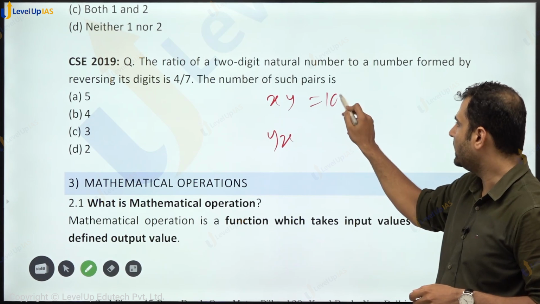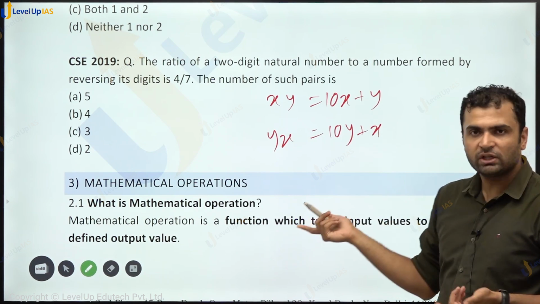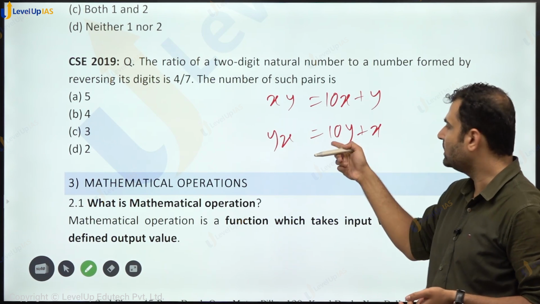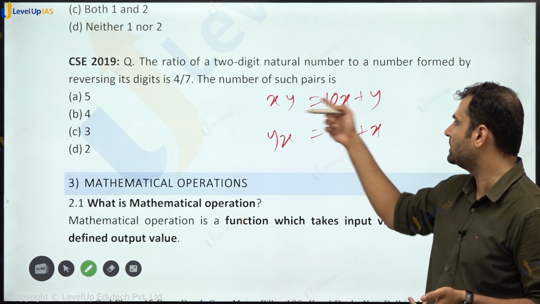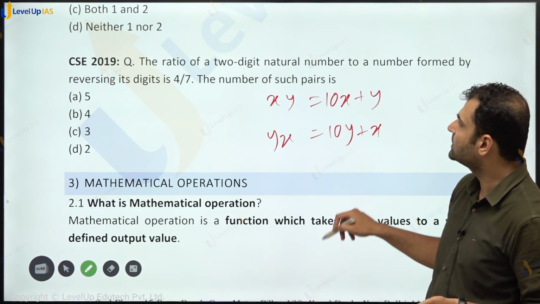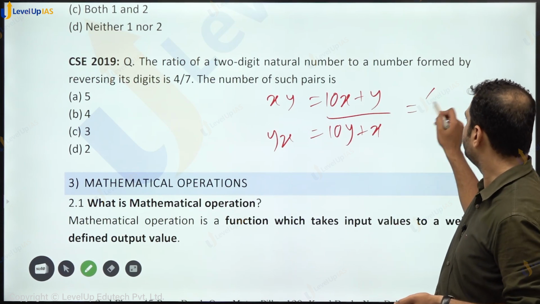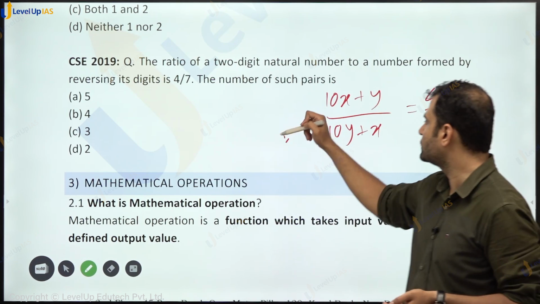xy is 10x plus y. yx is 10y plus x. These are the place values. Here x is the tens place, so 10x plus y. In yx, y is the tens place, that is why 10 into y would be the place value, and this is the units place, so x only. And this ratio is given as 4/7. Right? This is what the information in the statement of the question says.